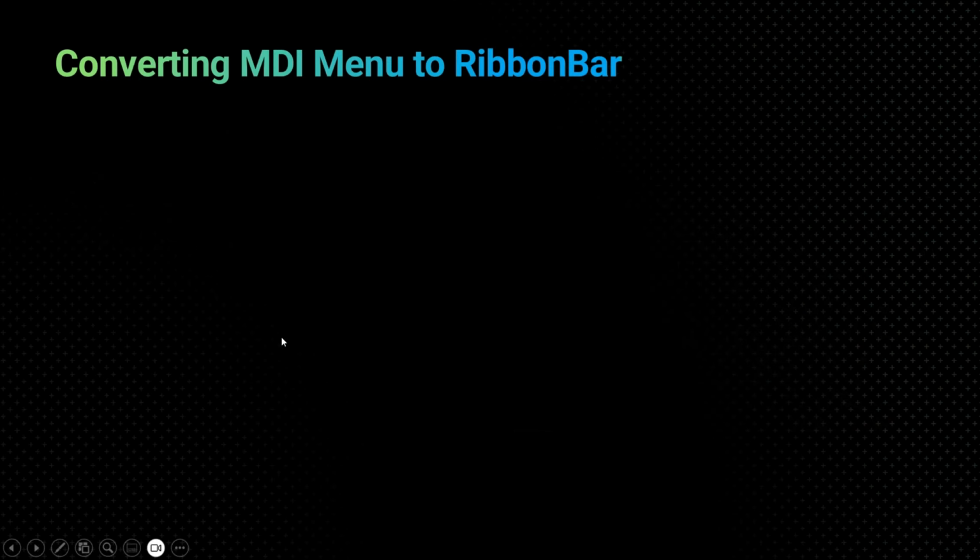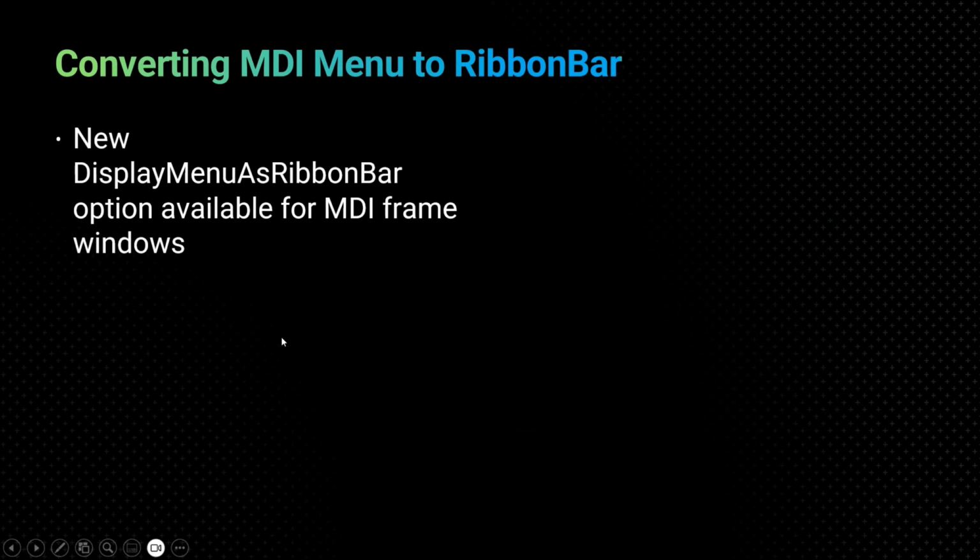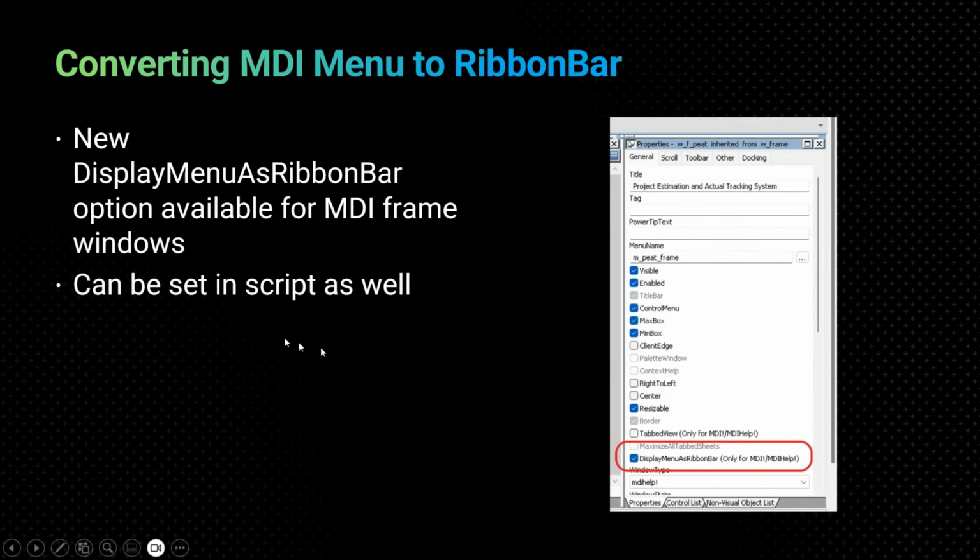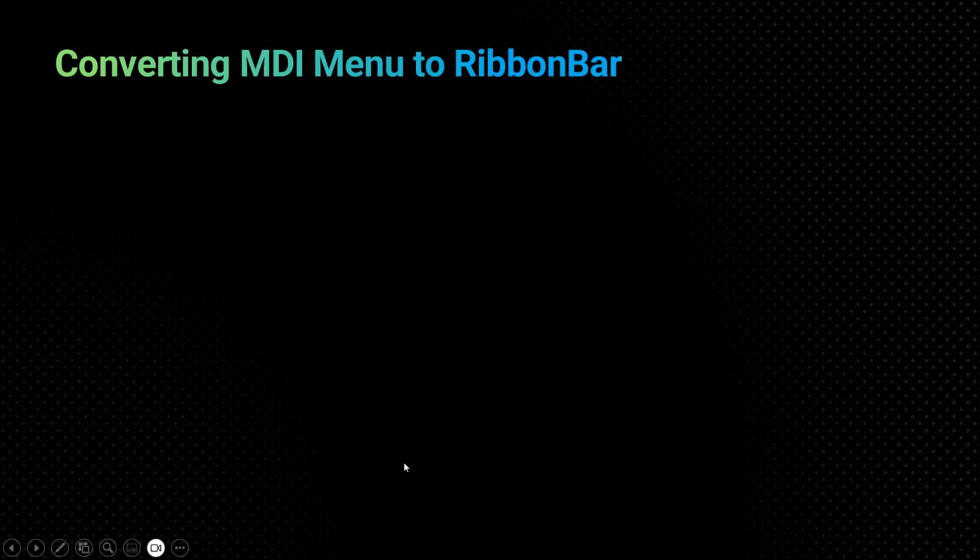Okay, and that's going to become important because there is a new option for the MDI frame windows. This is an option called Display Menu as RibbonBar. And so if you select that, what's going to happen, and you can set it in script as well, but it's right there on the window property.